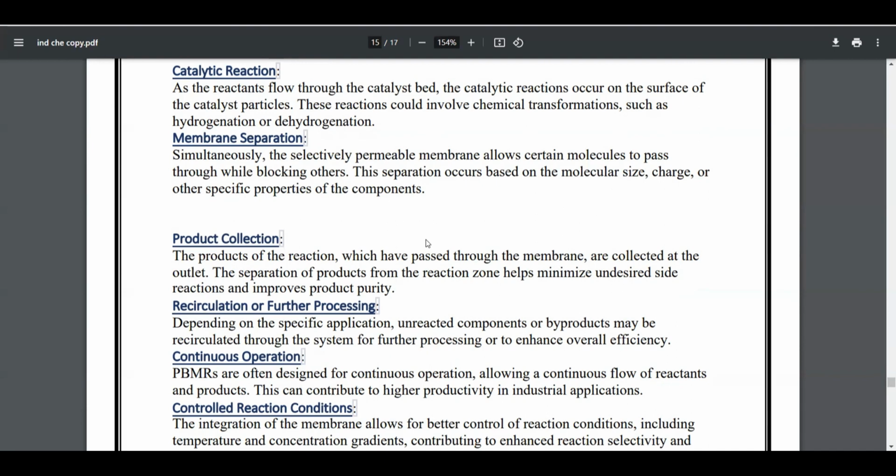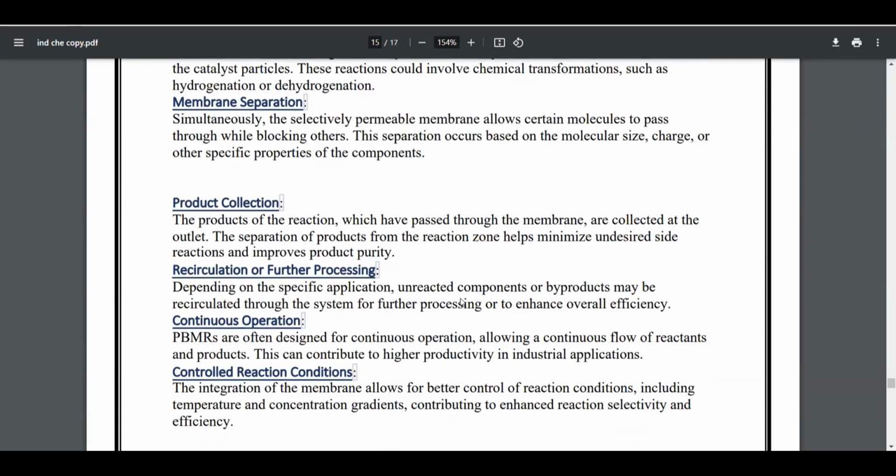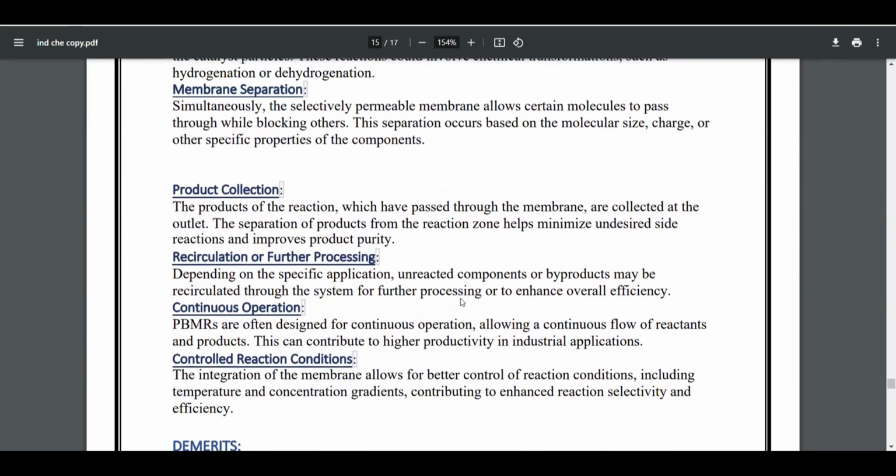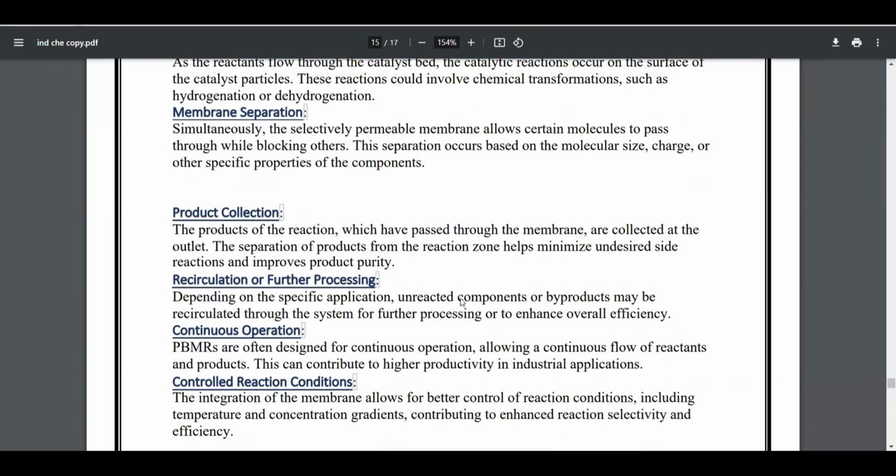Similarly, the molecules with a greater charge will flow fast through the bed or the reactor, while the molecules with a low or small charge will get entrapped in the reactor for a long period of time. The products of the reaction which have passed through the membrane are collected at the outlet, and the separation of the product from the reaction zone helps minimize undesired side reactions and improve the product purity.